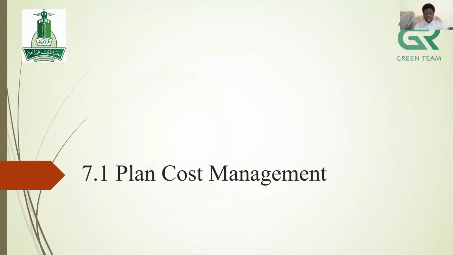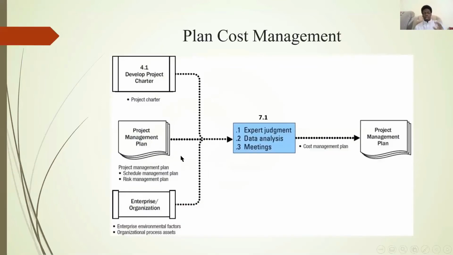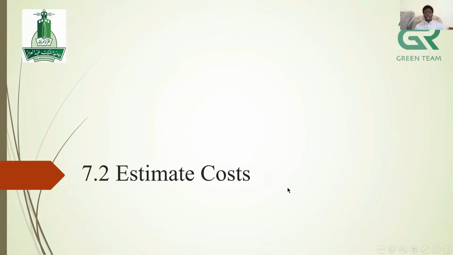Starting with plan cost management. The input to this phase is the developed project charter, the master plan, and OPA as usual. The tools that we are going to use to plan the cost management are expert judgment, data analysis, meetings, and finally we get the cost plan. Okay, estimate cost.